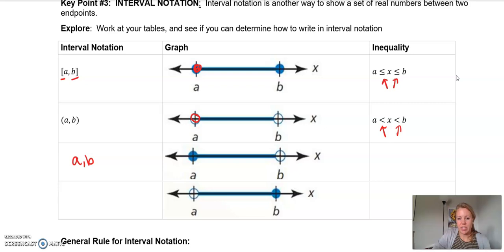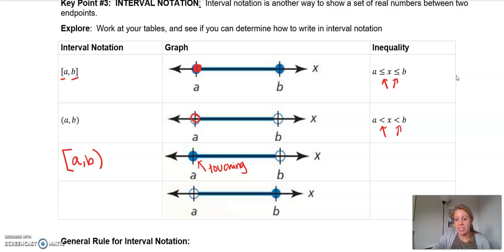But this one has two different types of circles. We have a closed circle and an open circle. Well, whenever we have a closed circle, it means our point is included. It means it's touching A. So I use a bracket when it's included. And when it's an open circle on B, it means we're getting really close to B, but we're not actually going to touch it. We're going to just get real close to it. So that means that I use a parentheses.